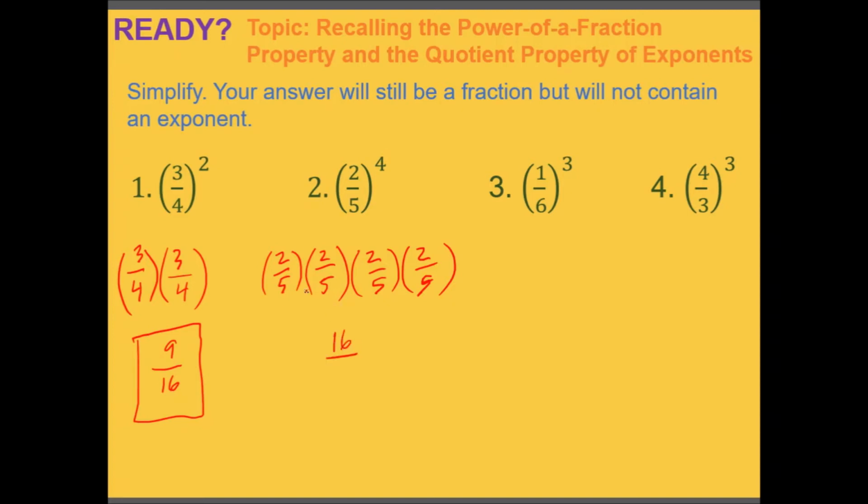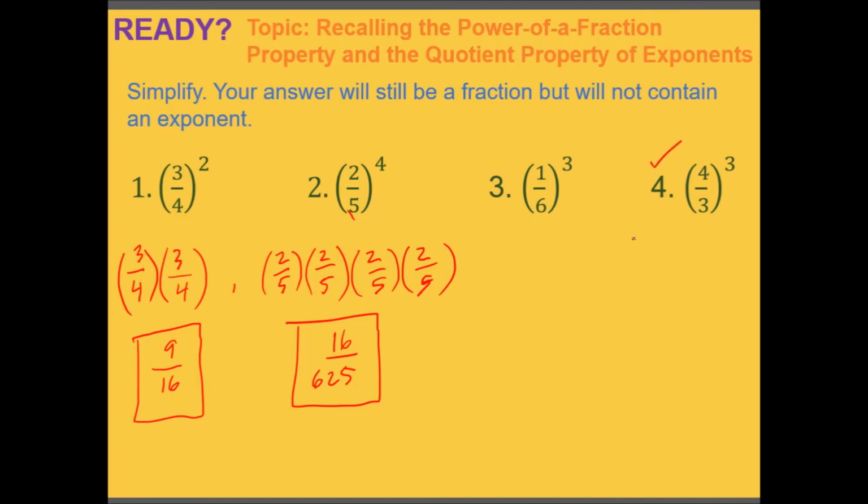Okay, and then 5 times 5 is 25. 25 times 5 is 125. And 125 times 5 is 625. You always want to try to simplify fractions. Another way you can do this is, let's take a look at number 4 here.